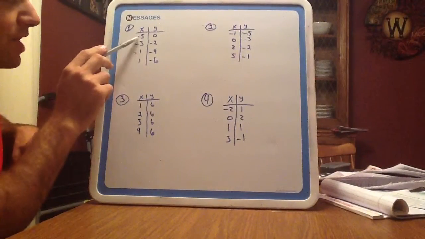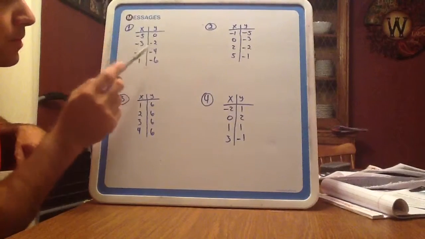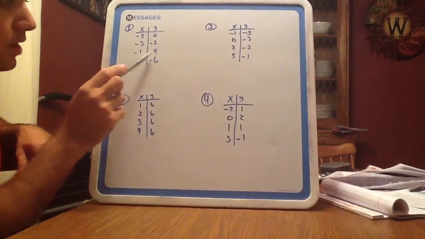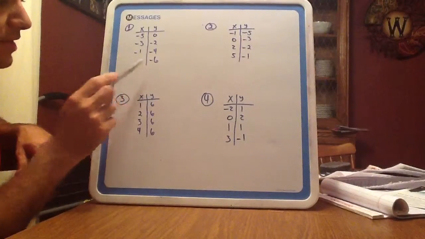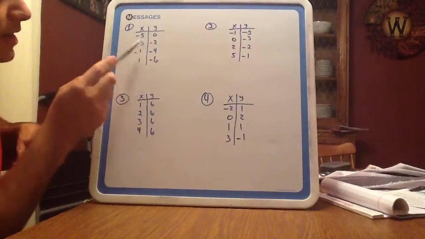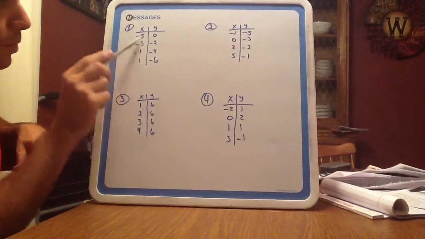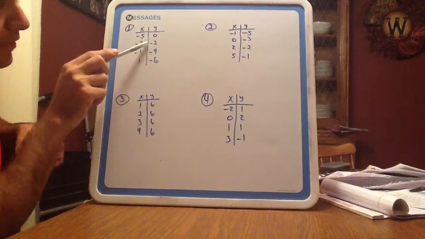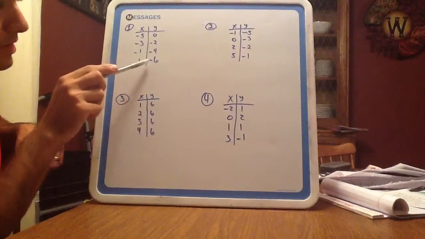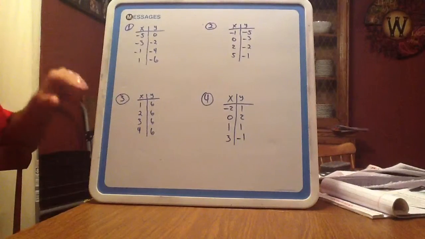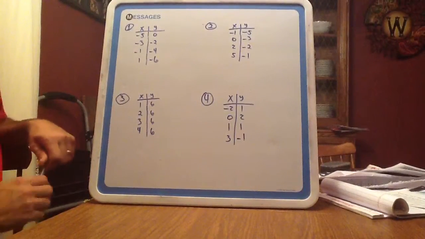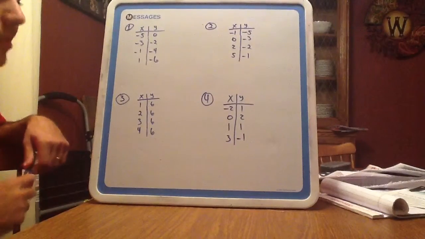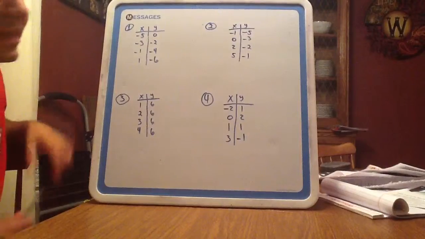So when x is -5, y is 0, and when x is -3, y is -2, -1, it's -4, 1, it's -6. So what we need to find out is, as x increases, what's happening to the value of y? Well, we're going from 0 to -2 to -4 to -6. So the y value is decreasing as x increases. That's what you would need to write. The y value decreases as x increases, or something like that.